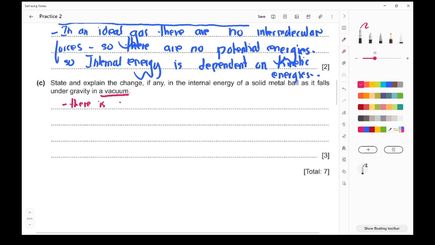There is no change in internal energy. This is my statement. The reasons. Now I'm going to be quoting the reasons.